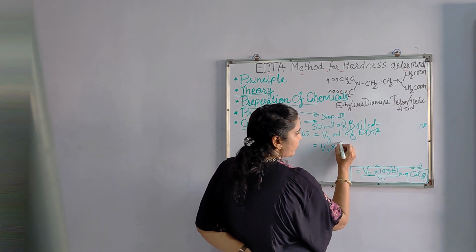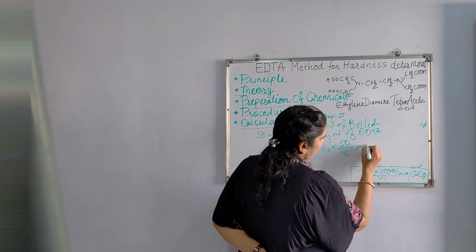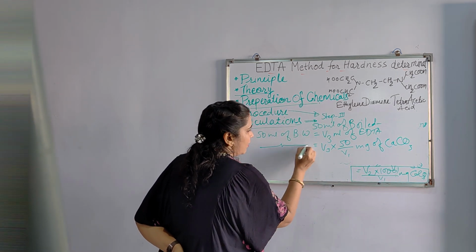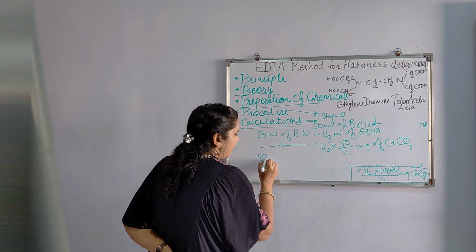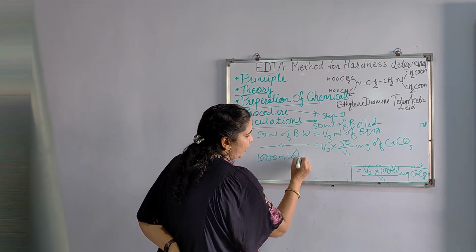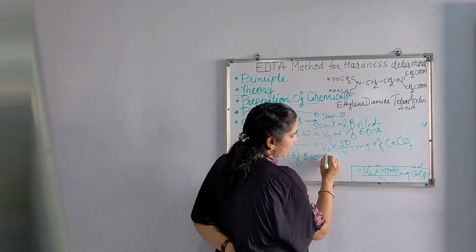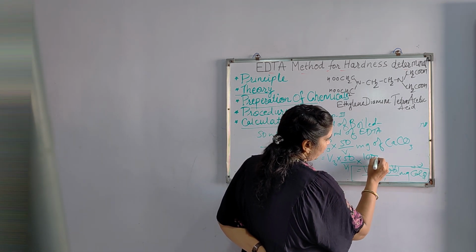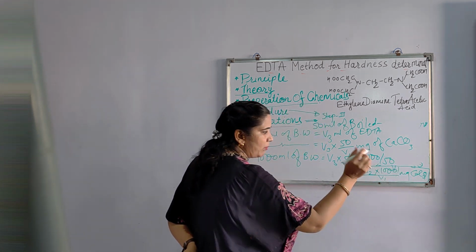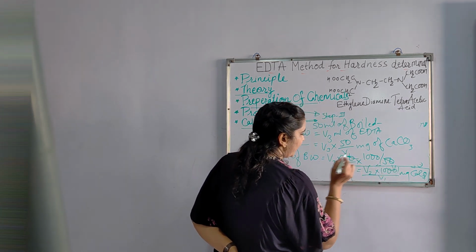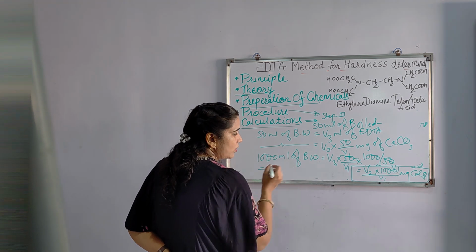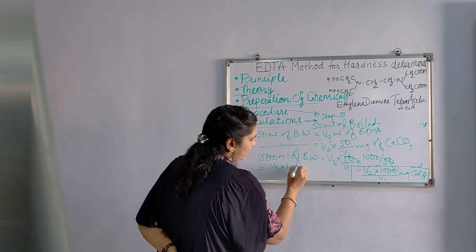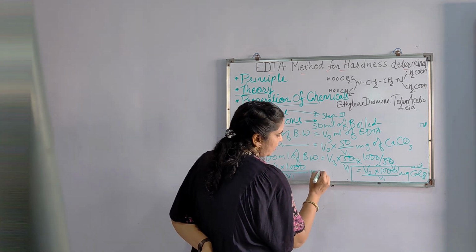1 ml means 50 upon V1 milligrams of CaCO3. Again we have to calculate, it is for 50 ml, and we have to calculate again for 1 liter, that is 1000 ml of boiled water sample. It is equal to V3 into 50 upon V1 into 1000 upon 50 milligrams of CaCO3. Here 50 will get cancelled, and what we will get at last? 1000 ml of boiled water sample is equal to V3 into 1000 upon V1 milligrams of CaCO3.